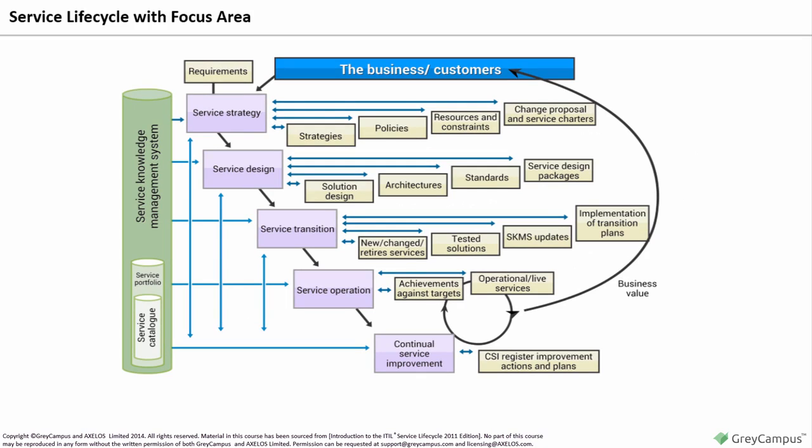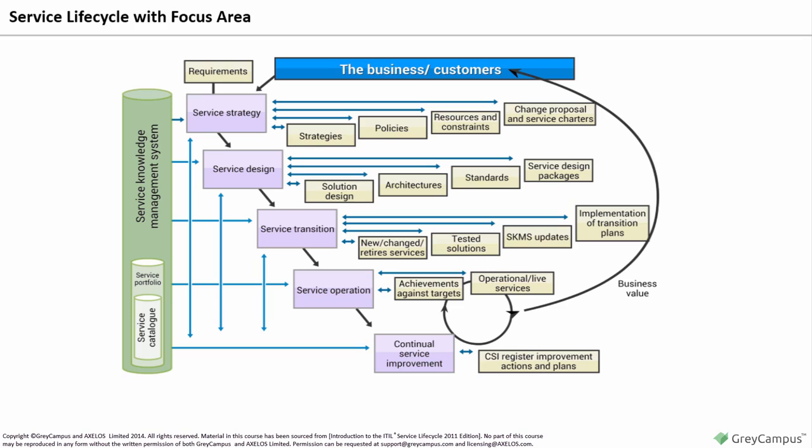Stages of the life cycle work together as an integrated system to support the ultimate objective of service management for business value realization. Service strategy focuses on defining strategies, policies, resources, and constraints. The output of service strategy, which is the service level package, SLP, feeds into service design. Service design focuses on designing of solution, architecture, standards, etc., and the output comes as service design packages, SDP.